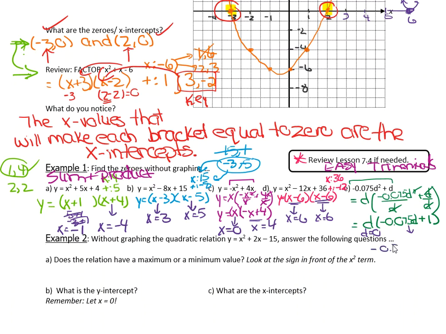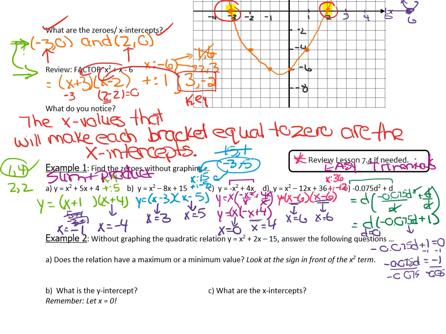Negative 0.075d plus 1. That's the bracket. And what I'm trying to do is find out when that bracket will equal 0. So I'm going to put equals 0 there. Now I have a little equation that I'm going to solve like last year, probably when you were in grade 9. So I'm going to subtract 1 from both sides, and I will have negative 0.075d equals negative 1. I'm trying to isolate d. So I'm going to divide both sides by negative 0.075. You can barely see that, but that's a negative 0.075.